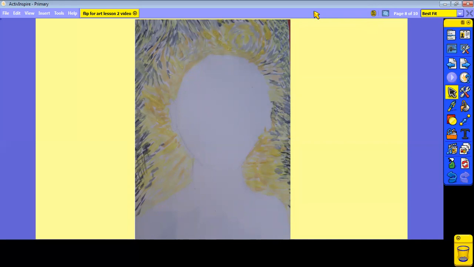So have a go at this. If you haven't got any paint at home, you can always use crayons, or you could use chalks, or you could use coloured pencils. Let us know how you get on.